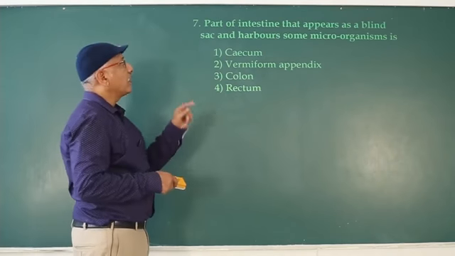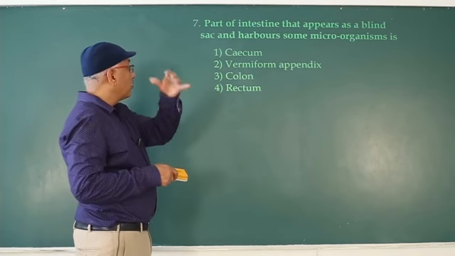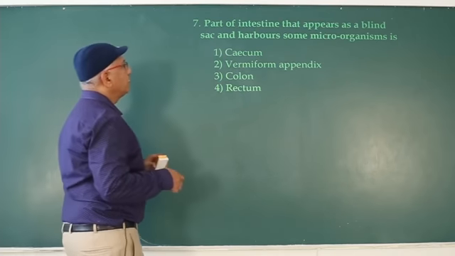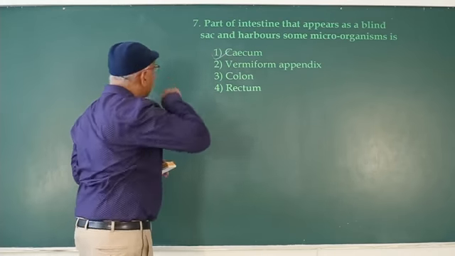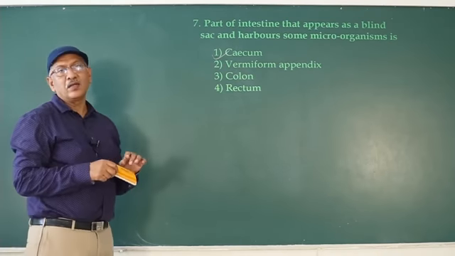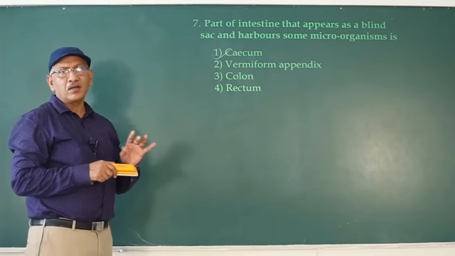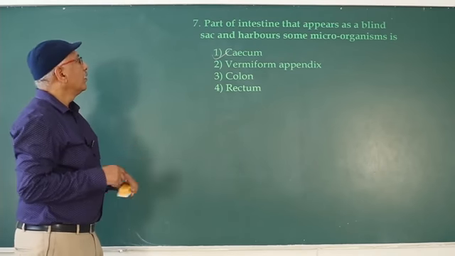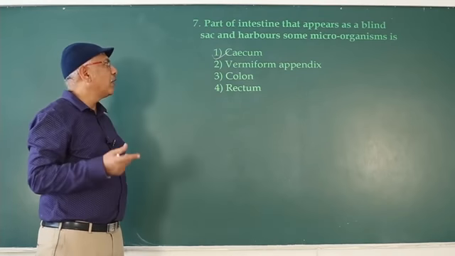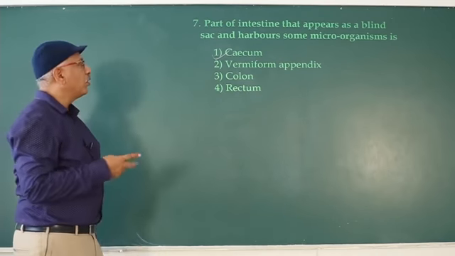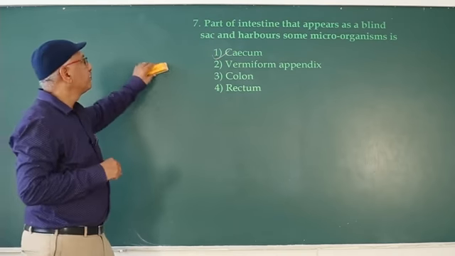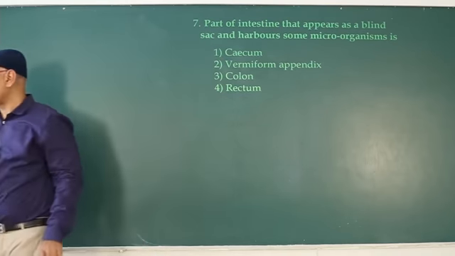The part of the intestine that appears as a blind sac and provides shelter for some microorganisms is the cecum. It is also known as the abdominal tonsil. The extension of the cecum is a cylindrical structure known as the vermiform appendix. You already know the vermiform appendix is vestigial and non-functional in human beings. Next question.